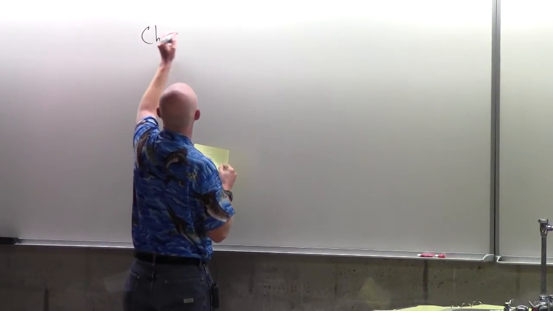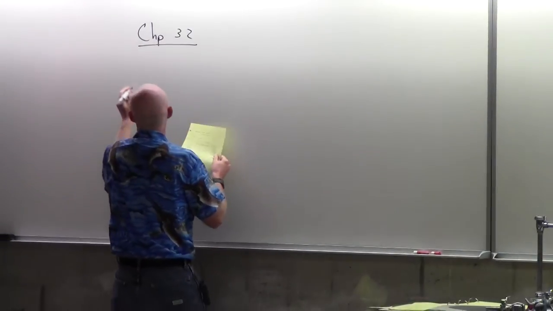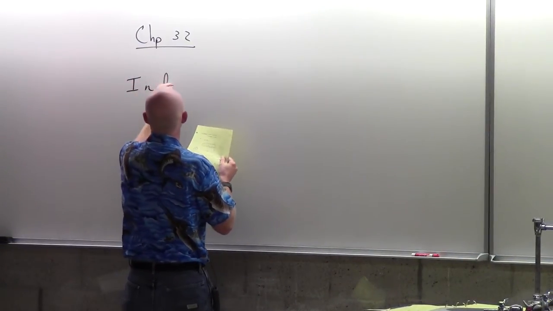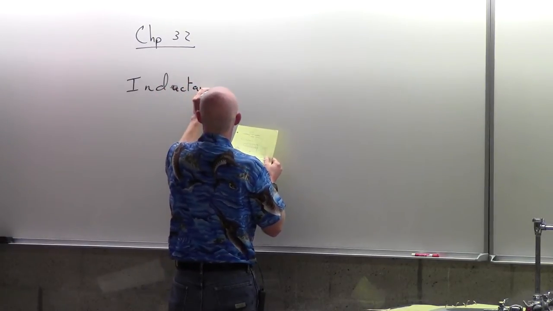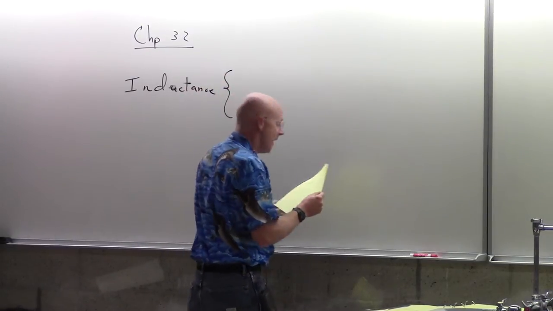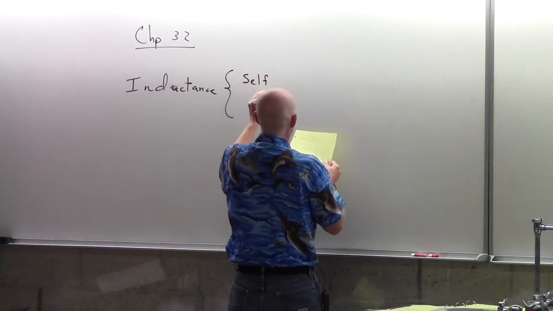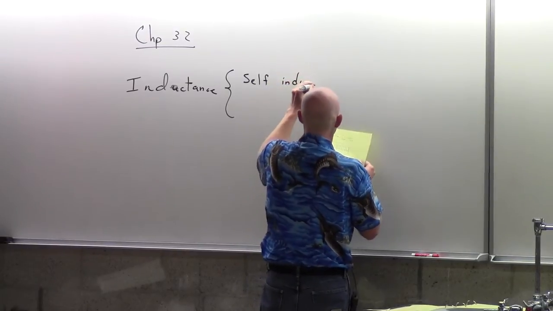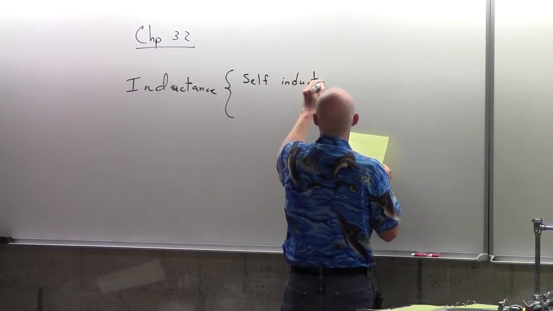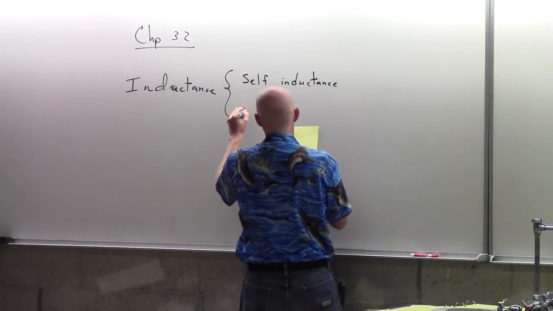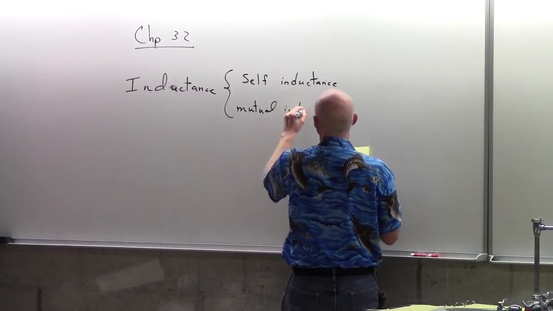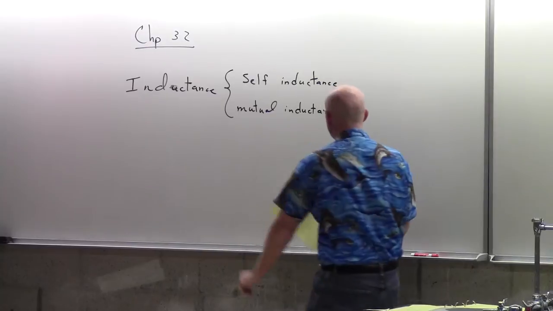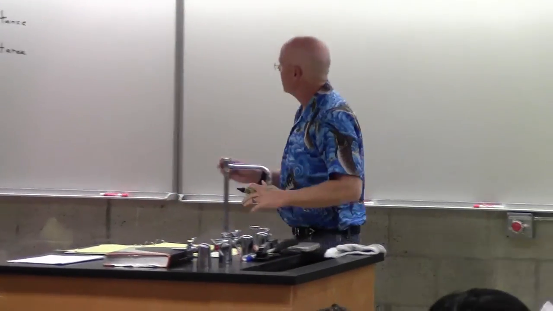And so chapter 32, the title of this is Inductance. What is inductance? And we could put this into two categories. There could be self-inductance, and that's really what we're going to spend the majority of the time on. The author alludes to a mutual inductance, since they are the same physical principles of Faraday's law. But mutual inductance is a little more involved in terms of our circuitry.